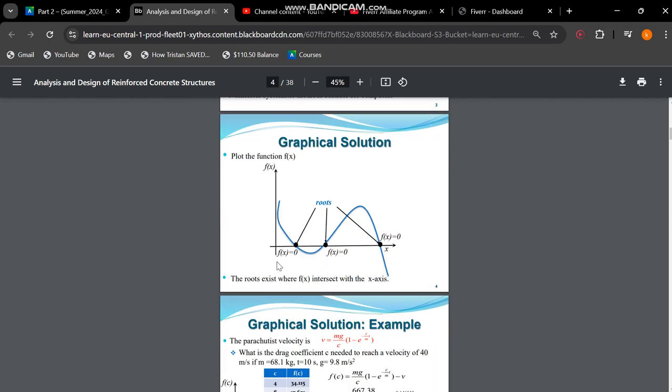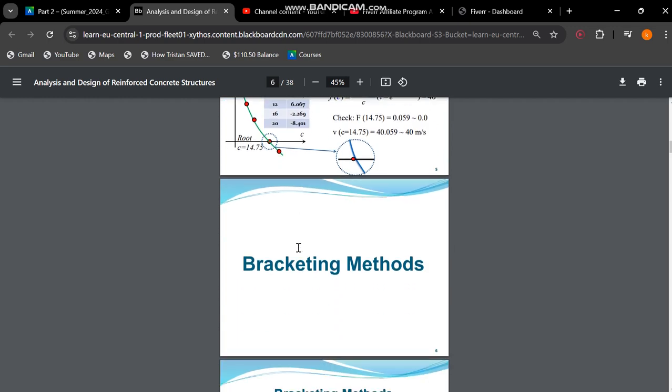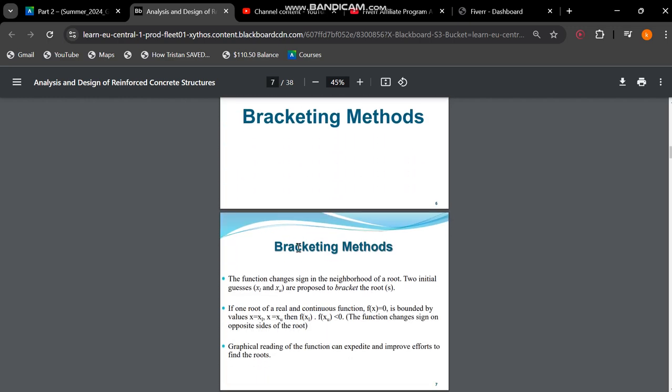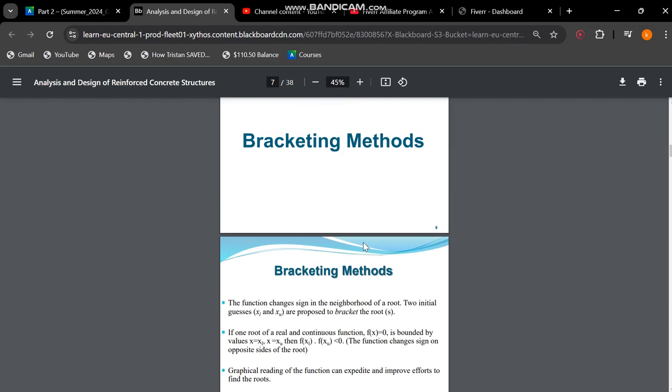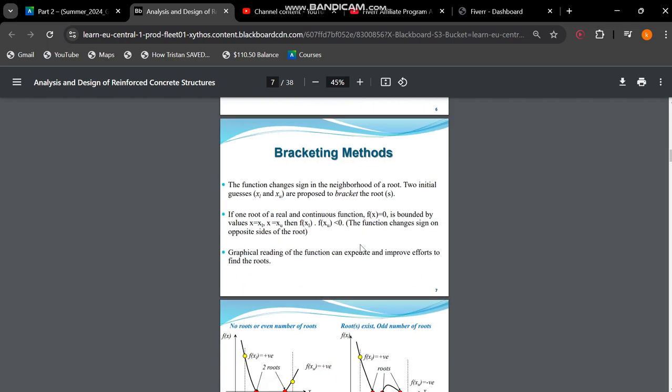Right. So when it comes to graphical, it's quite straightforward. It's just where the function intercepts the x-axis, that's the root. Okay, that's all you need to know. It's not that hard. It's not that complicated. Now let's get into the proper bracketing methods.